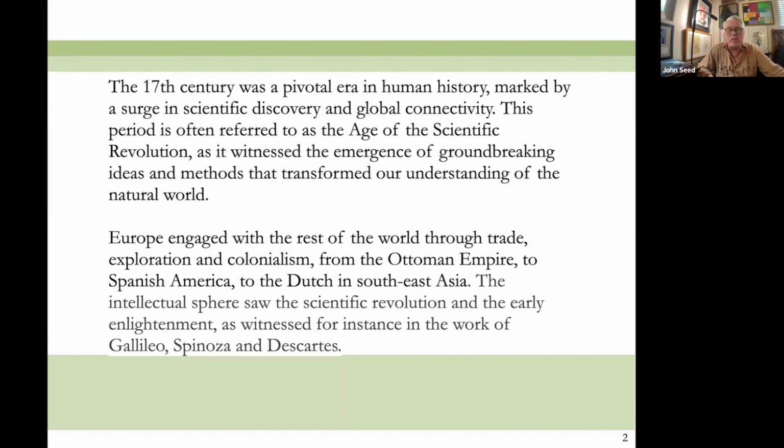Europe was engaging the rest of the world and enriching itself through trade, exploration, and colonialism. That was all the way through the Ottoman Empire to South America, and the Dutch were also in Southeast Asia. So think of this again as a very productive and maybe in some ways oppressive and conflicted era. And we're going to see the effect of science in many of the works of art and architecture that we're looking at today.